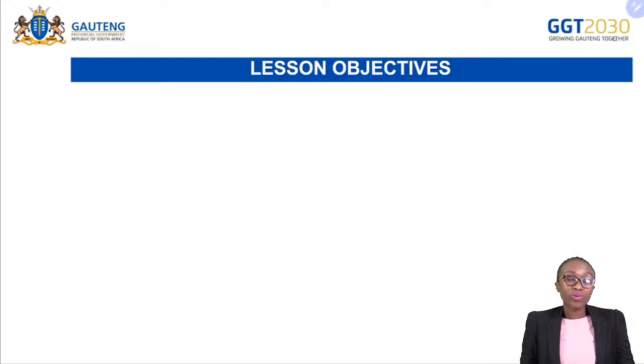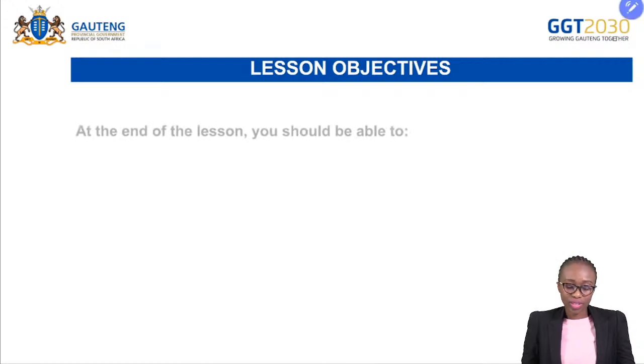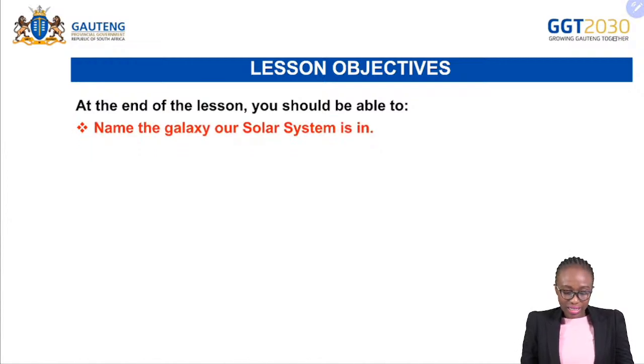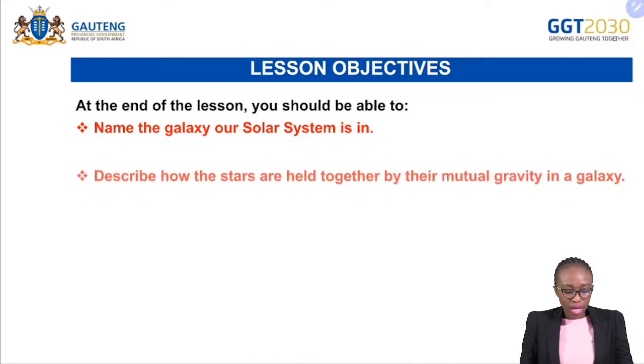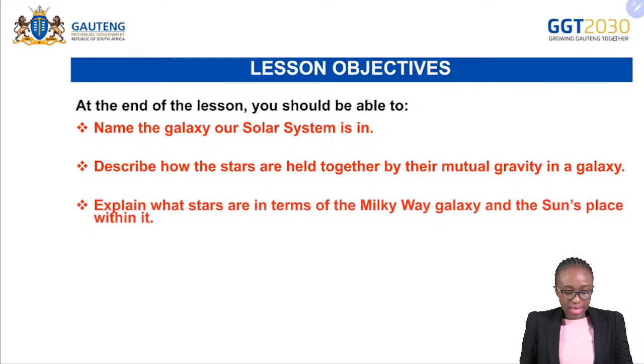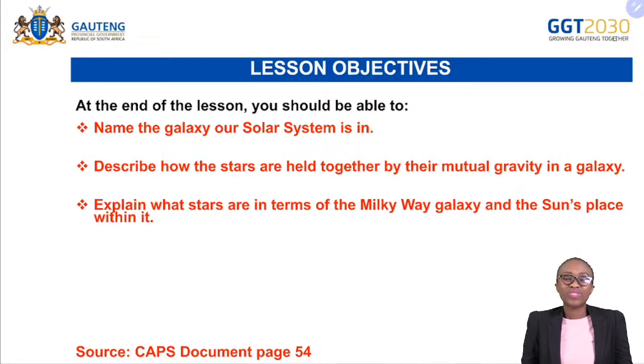So these are the goals that we aim to achieve by the end of today. By the end of today's lesson, you should be able to name the galaxy our solar system is in, describe how the stars are held together by their mutual gravity in a galaxy, and explain what stars are in terms of the Milky Way galaxy and the sun's place within it. All this is found on your CAPS document on page 54.